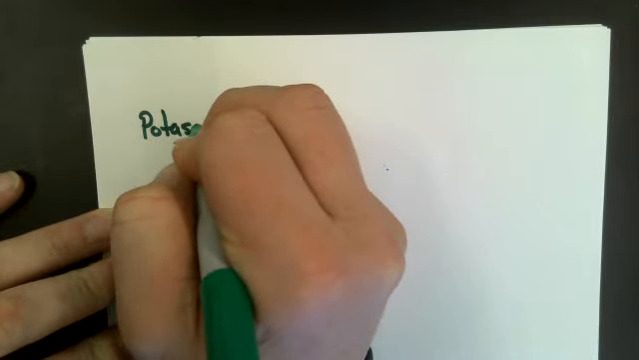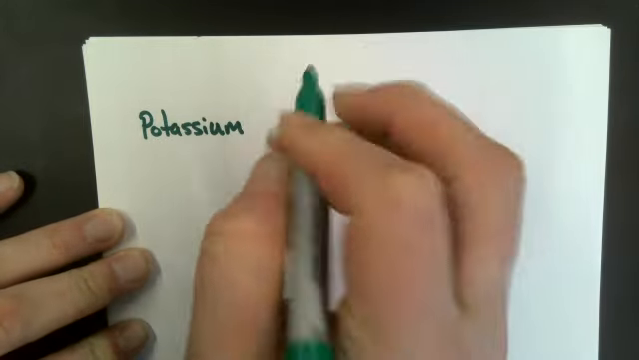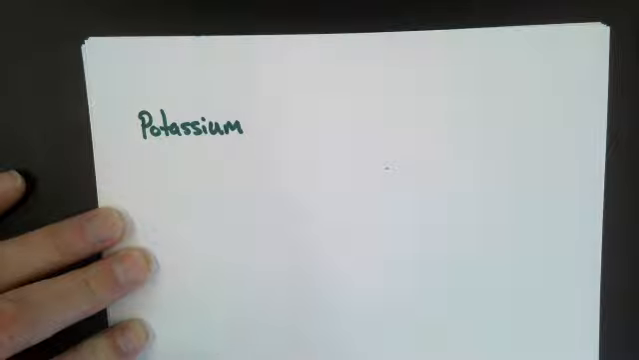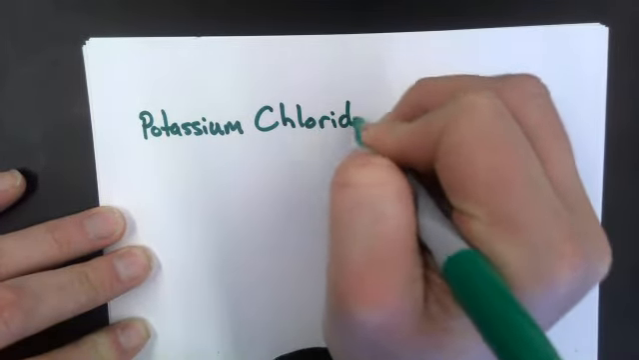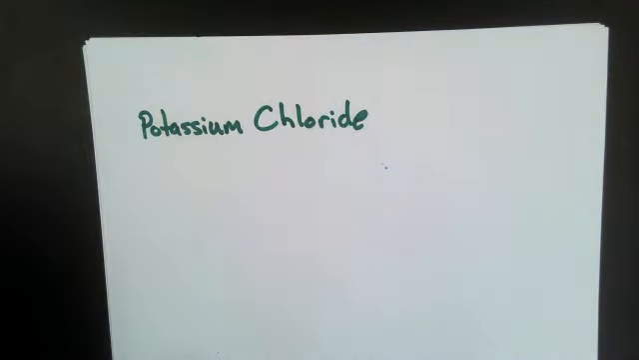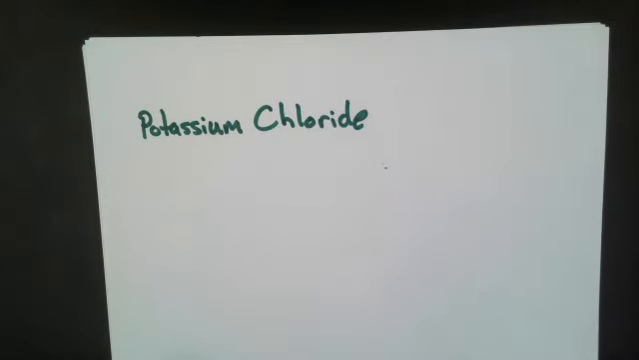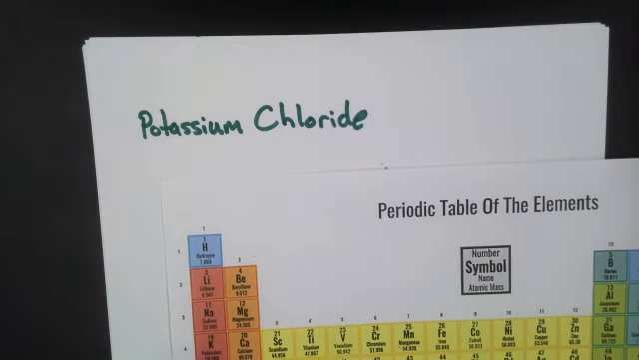The opposite is true as well. We should be able to go from a formula to a name and a name back to a formula. So for this one, I'm going to say that we have potassium. We'll just go with chloride. It's one that we've used multiple times here. So potassium chloride. So we need to look at our periodic table to find out some information here.